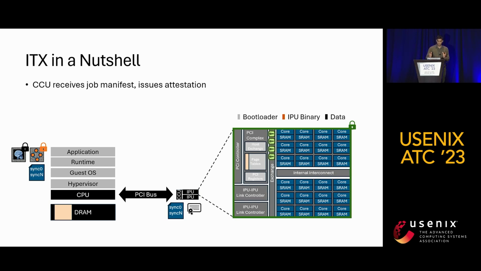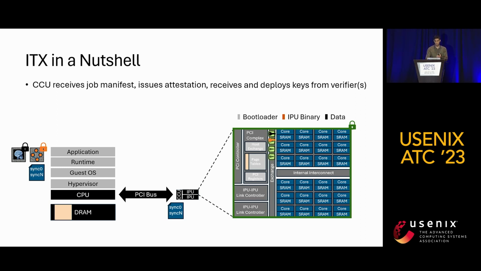OK. So once we have this attestation that captures security properties and the hash of the job manifest, we send it over to the remote verifier. They verify that this attestation is genuine and as expected, and they establish a secure channel with the CCU, and they transfer their keys. So the keys are now in the cryptographic engines.